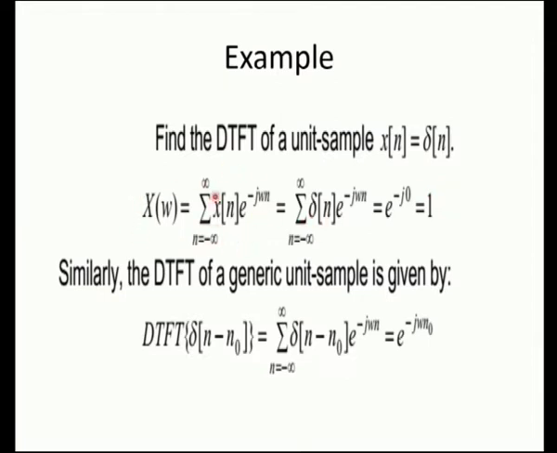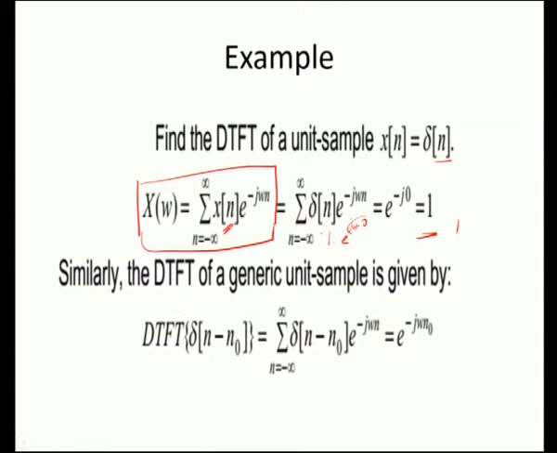Before calculating, first I have to write the DTFT formula: X of omega is equal to the summation over n equal to minus infinity to plus infinity of x of n e power minus j omega n. Now x of n is delta of n, simply substituted. The value is nonzero only for n equal to 0, so there is no need for the summation. The value is 1 into e power minus j omega into 0, so e power 0 is 1.